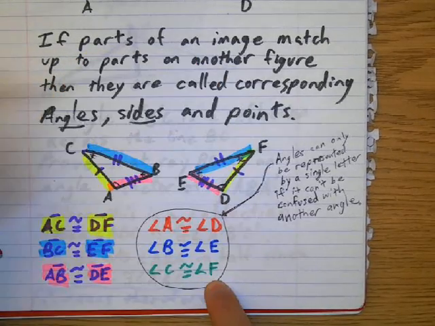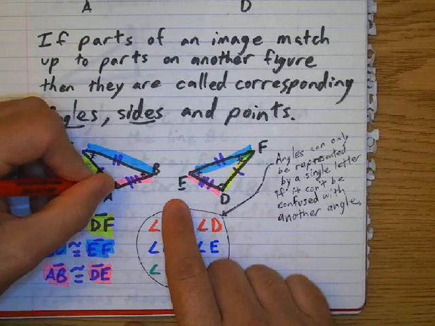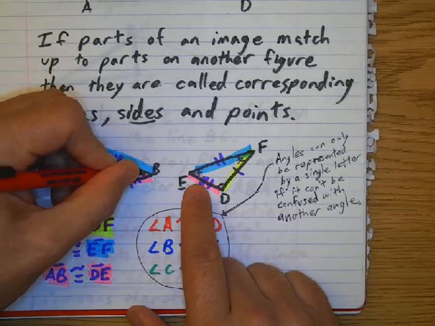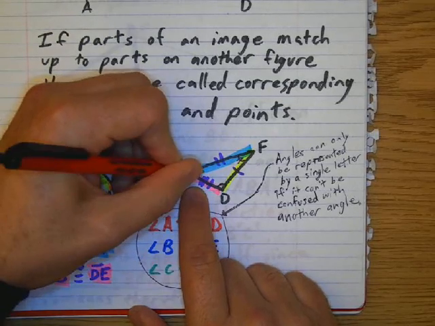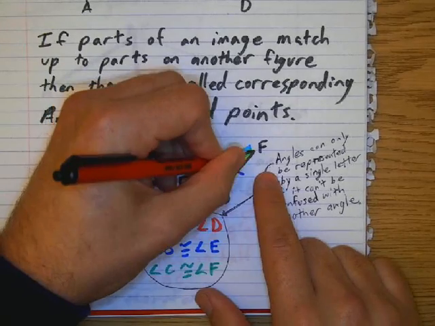Now notice here I put an arch with no line, an arch with no line. Here I put an arch with a single line. Here I put an arch with a single line. And here I put an arch with 2 lines and an arch with 2 lines.